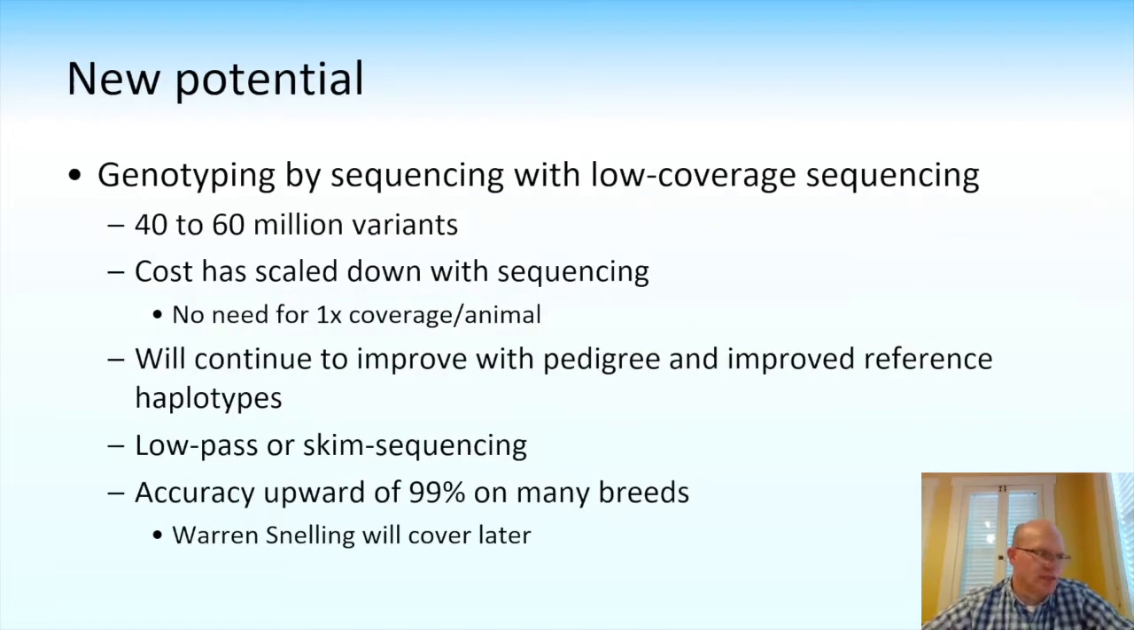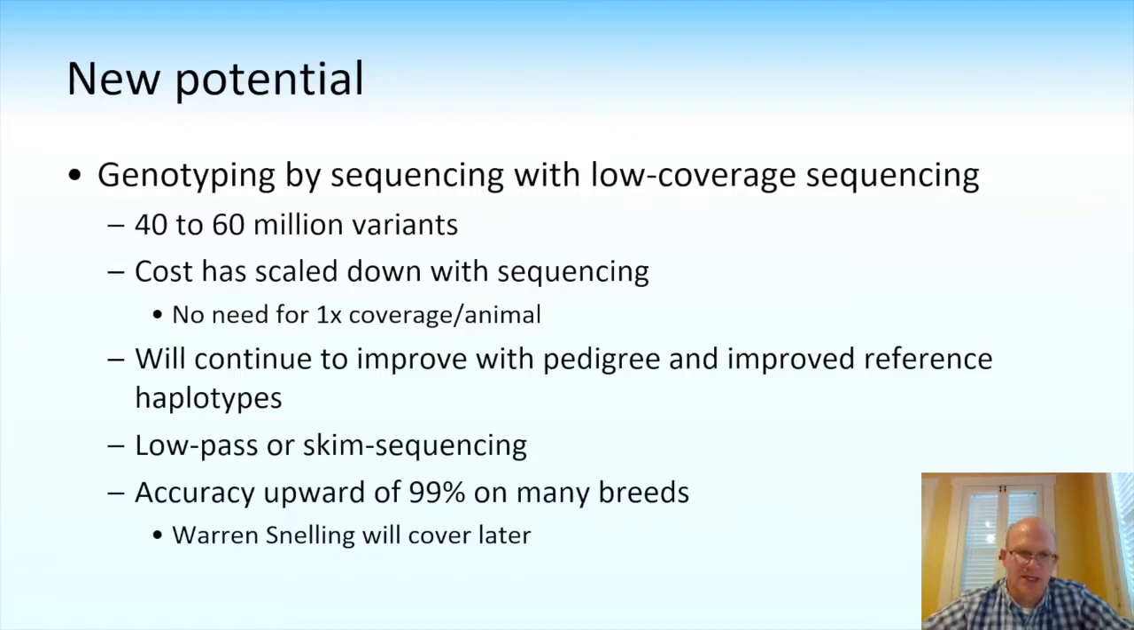So this low pass sequencing that I'm talking about has a new potential to help us out. Basically what this process is doing is genotyping, instead of by arrays, by sequencing animals at a low coverage. So it's a lot cheaper. And when we sequence across the genome like that, we're able to identify somewhere around 40 to 60 million different variants on the whole genome, and those variants being polymorphisms that perhaps we could exploit down the road. And those are found potentially in all of those animals using this low pass.